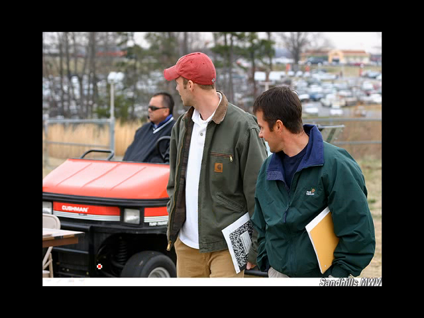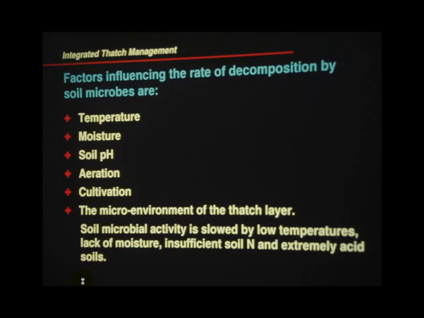So here we go, a second look at that. That was an important point, and this is taken from a talk Dr. Frank Rossi did, where I just took a picture of his slide. He talked about factors that influence the rate of decomposition by soil microbes: temperature, moisture, soil pH, aeration, cultivation, and the microenvironment in the thatch.